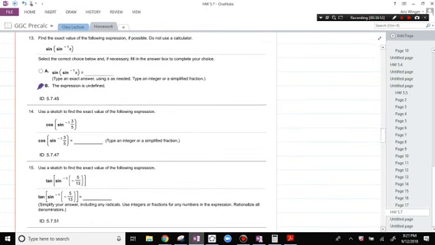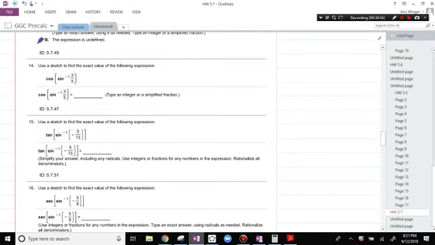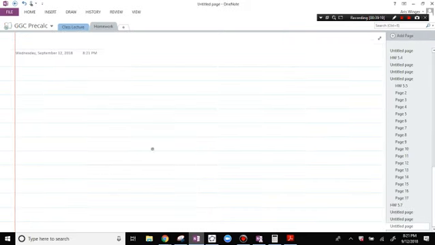Oh, there's that 5, 12, 13. That's another triangle. Okay. All right, so they want the tangent of this thing. Tangent of the inverse sine of negative 5 over 13.